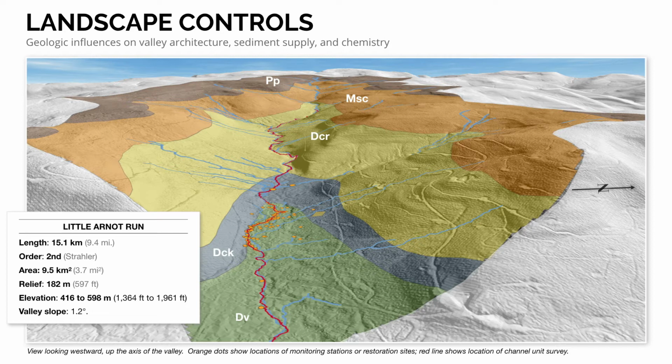The middle and lower reaches are underlain by the siliciclastic Catskill Formation, shown in blue, which causes the hill slopes to steepen at the valley floor, which is underlain by the Devonian Venango Formation, shown in green.